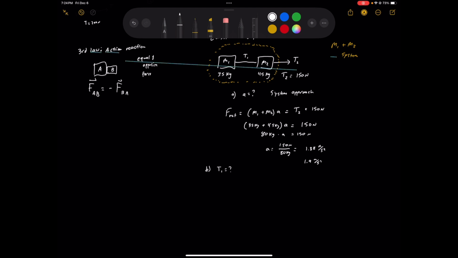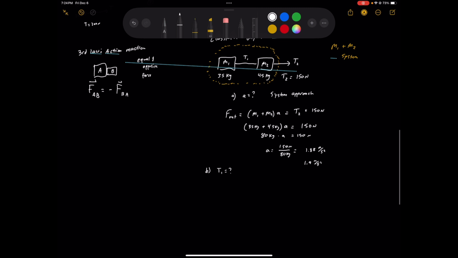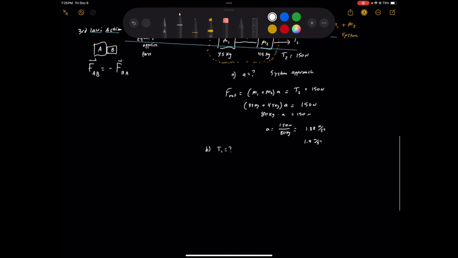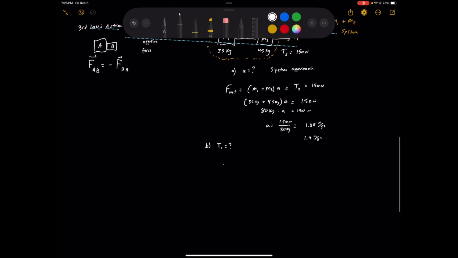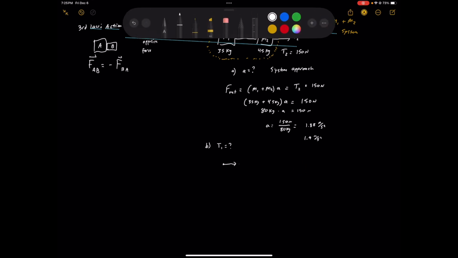All right, now for this one, you actually want to look at the individual free body diagrams for the masses, right? So we know that T2 is pulling on the entire system, but now let's look at the individual free body diagrams. So for mass 1, right? This is going to be the free body diagram of mass 1. I just have T1 pulling it to the right, okay?